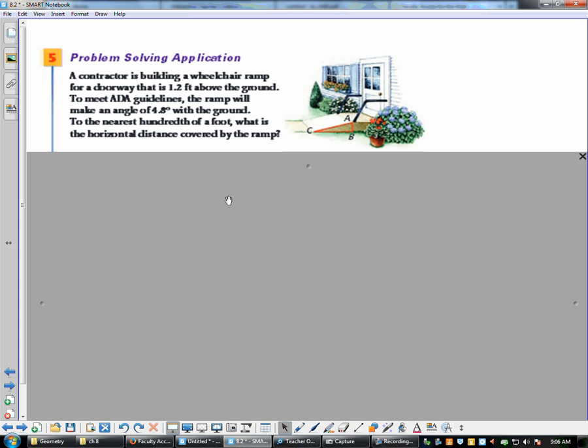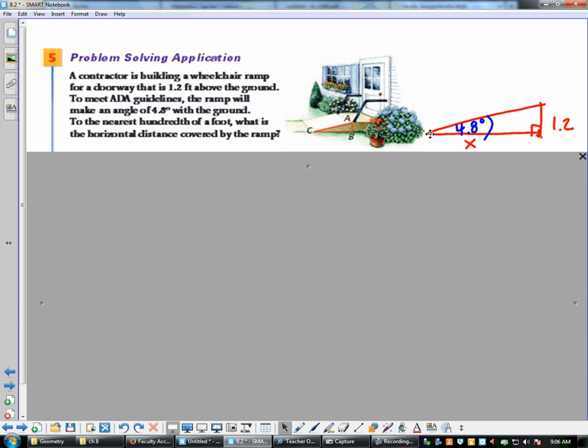So if you're catching on to what we're doing, we've got to make a ramp up to a doorway, right? And we know that it's 1.2 feet here, correct? You with me? And we're trying to find this horizontal distance, I'll call it x. Like, how far out should we start building the ramp so that it will be no more than, or exactly, 4.8 degrees right here? Agreed? So, how would you write an equation to set this up?